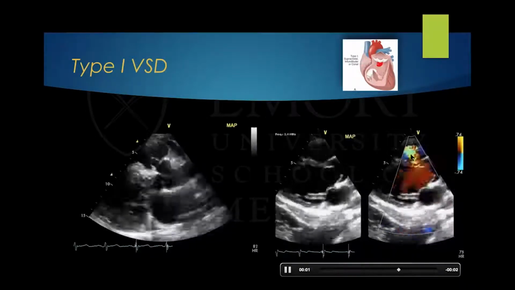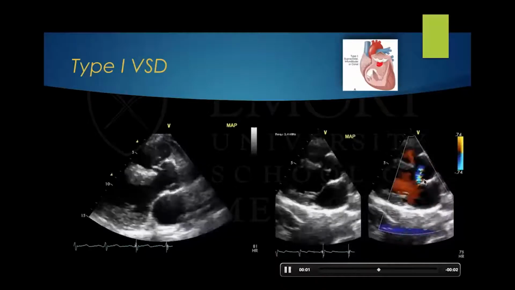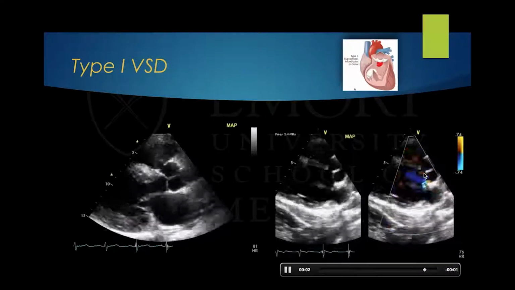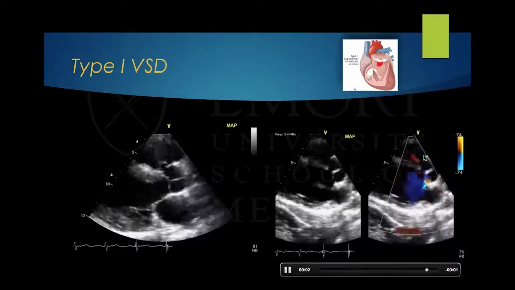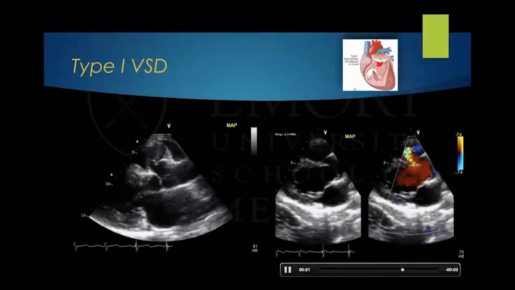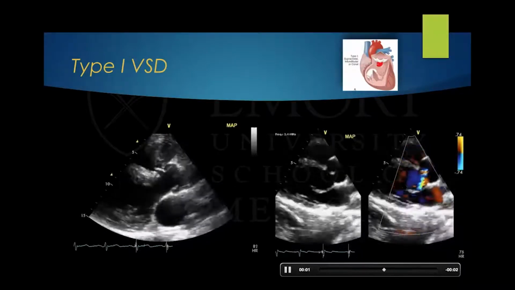It's a left to right shunt, but also you can appreciate that there is a very eccentric jet of AI, and that's due to the instability of the sinuses because the sinus is being sucked through the VSD into the right ventricular outflow tract.